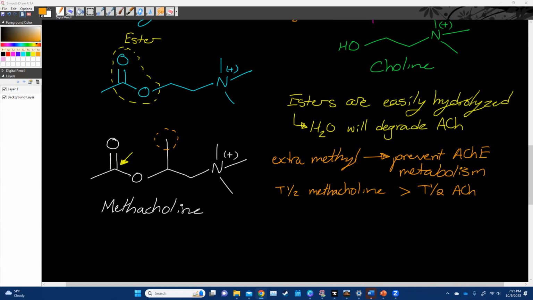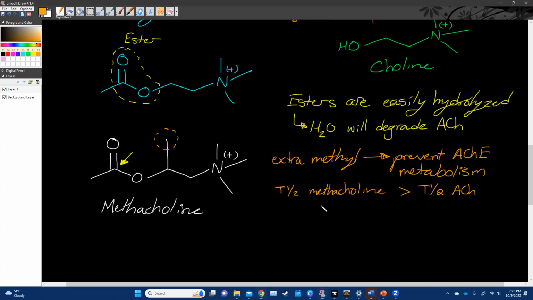In fact, just to show you what this effect is, this isn't something you need to know, but the half-life of methacholine is about 24 days, whereas acetylcholine is about 6 to 13 days, depending on which neuron we're talking about. So you've almost doubled it. Pretty cool, right? It's just a simple modification.